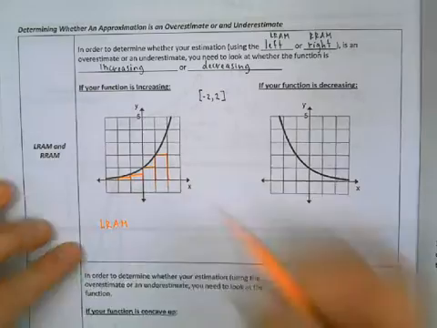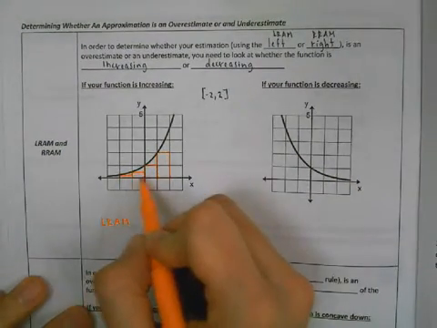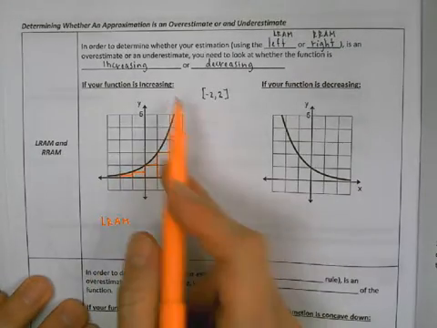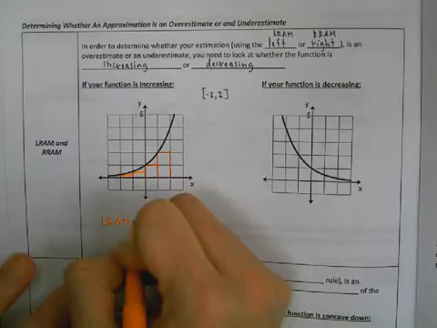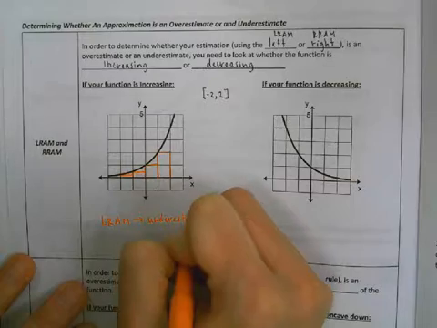Okay. So you can see here when I'm using LRAM that each time I draw my rectangle, I'm leaving out some of the area under that curve. So that means if I'm increasing and I'm using LRAM, I'm going to have an underestimate.